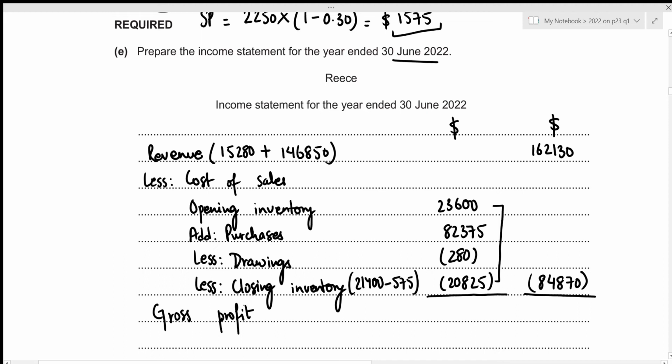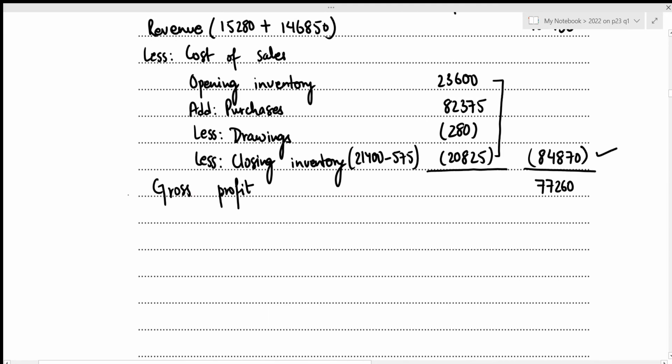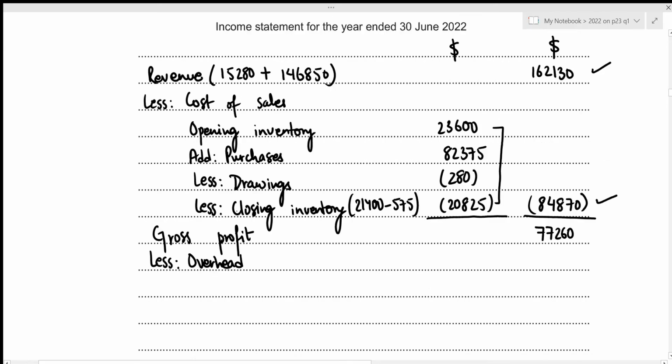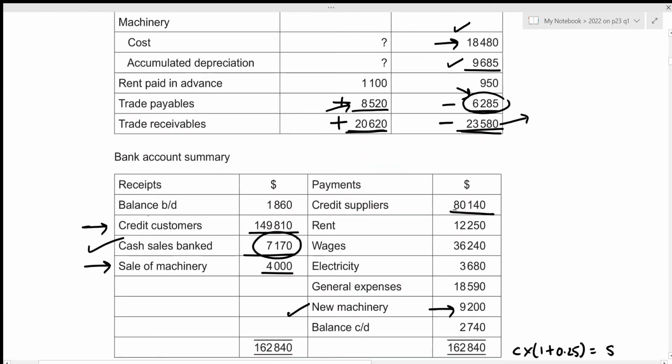So the gross profit in this case is going to be 162,130 minus 84,870, which results in the amount of 77,260. Now, the next step would be to subtract all of our overheads. We also need to include all of our incomes, or add the incomes if there is any. So let's have a look above for any sort of incomes. We only have the cash sales and the sale of machinery on which there was a loss on disposal.